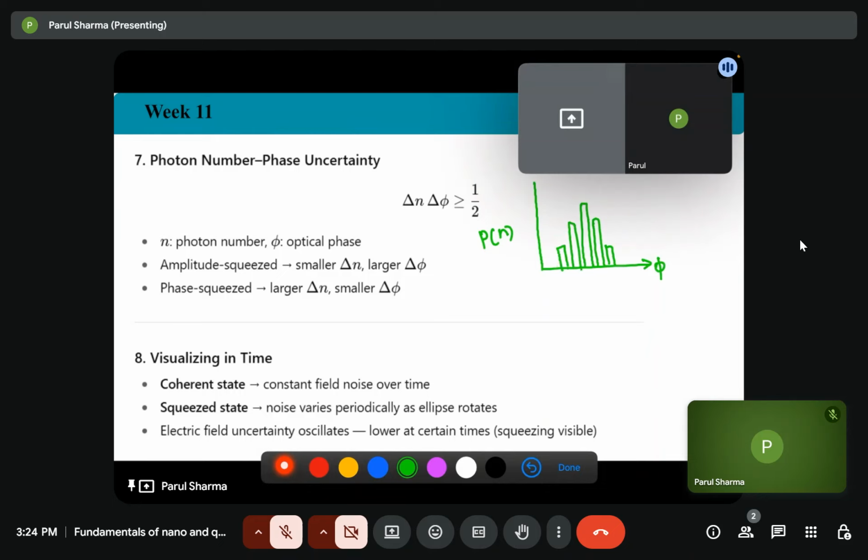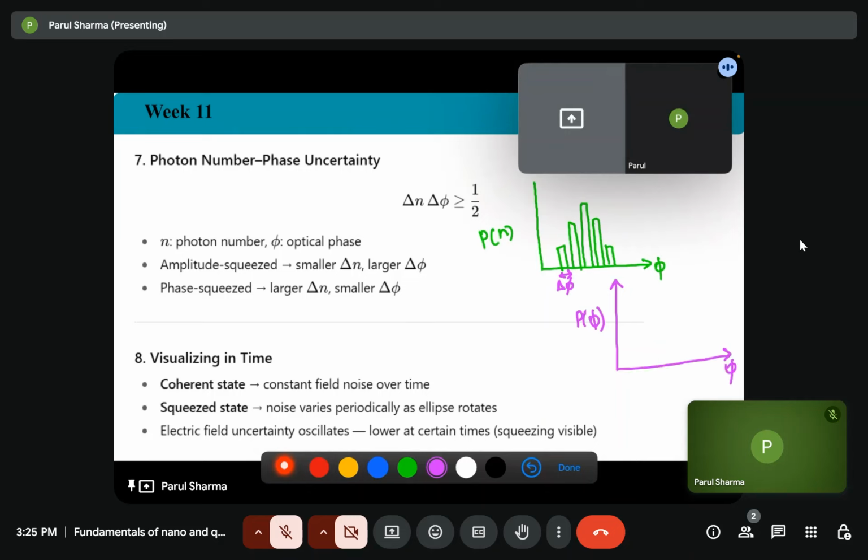So here the width of the histogram will represent the uncertainty in the phase, just like the width of the Poissonian distribution was delta n. So for the phase squeeze light, delta phi will be smaller and amplitude becomes super Poissonian. So suppose I'm plotting P of phi and phi.